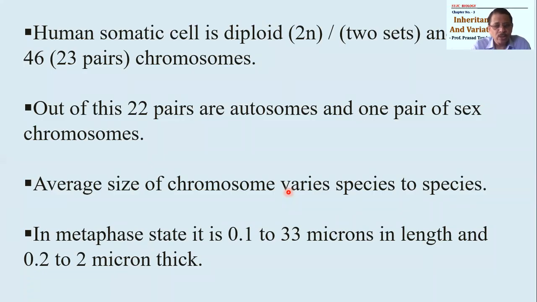Remember this, 0.1 to 33 microns. 1 micron, you must be knowing, is 1,000th part of a millimeter. So, kitna chota rahega, just try to believe or imagine. So, it is 0.1 to 33 microns in length and 0.2 to 2 microns in thickness.